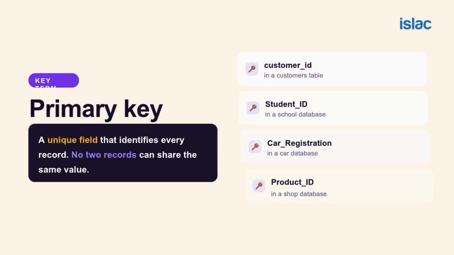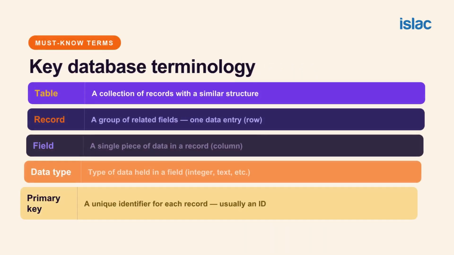A primary key uniquely identifies every record in a table. No 2 records share the same value. It is usually an ID number like customer ID, student ID, or product ID. Here are the 5 key database terms: table, record, field, data type, and primary key. Make sure you know each definition.